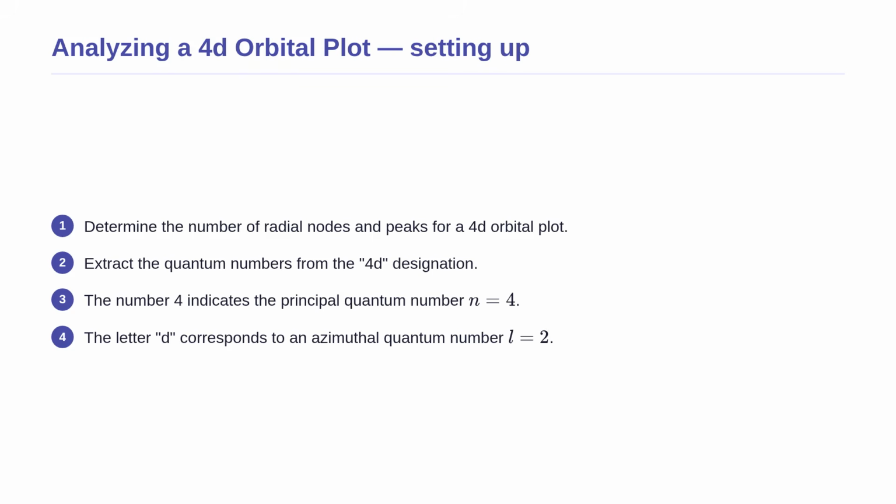Armed with our new visual rule of thumb, let us tackle a slightly more advanced application. We need to determine the number of radial nodes for a 4d orbital and predict exactly how many peaks will appear on its radial probability distribution plot. What is given is simply the orbital name, 4d. Our strategy is to extract the quantum numbers, calculate the radial nodes, and then apply our peak rule. First, the number 4 indicates that the electron is in the fourth principal energy level, so n equals 4. Next, the letter d corresponds to an azimuthal quantum number of 2, so L equals 2. We now have the exact values needed to solve the problem.